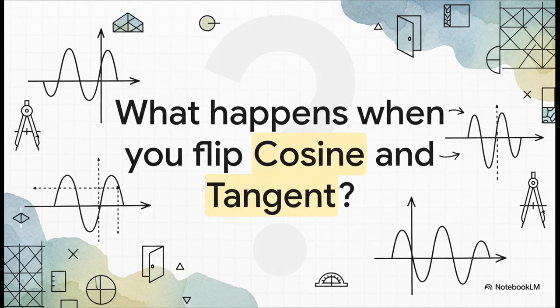So, we've seen today that just flipping sine upside down gives us this whole new powerful tool called cosecant. And that kind of begs the question, right? If flipping sine is this useful, what happens when you flip cosine? Or tangent? What other cool stuff can we unlock? That's something to chew on for next time.